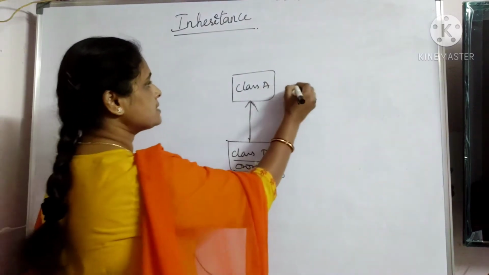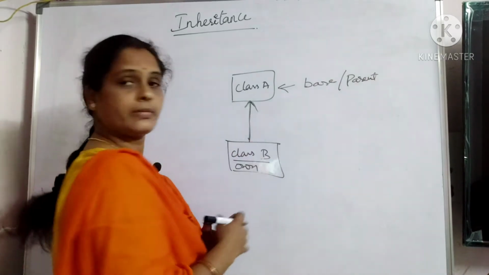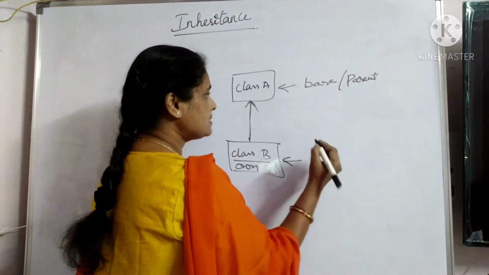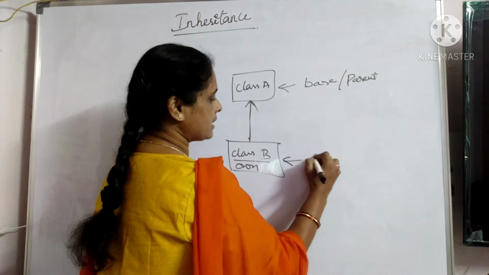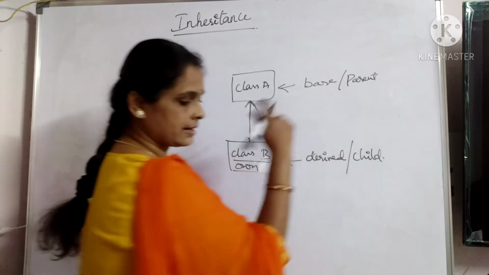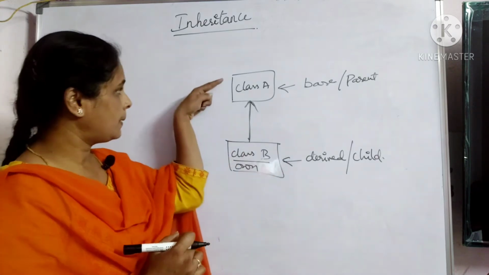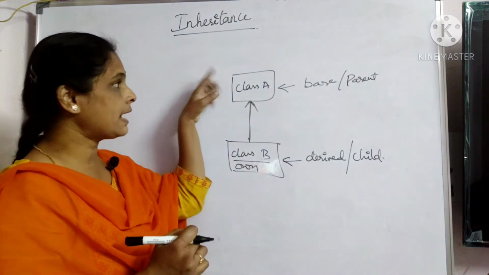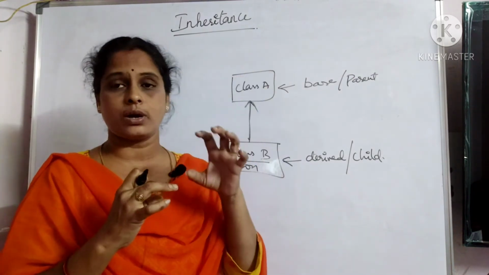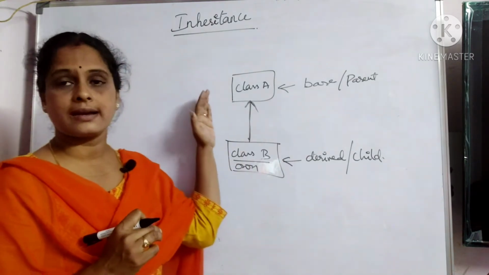Now in this case, A is said to be the base class or the parent class, and B is said to be the derived class or the child class. If we see the parent-child concept, the parent has some qualities, and these qualities are inherited into the child. The child, along with the parent's qualities, has some more qualities of his or her own, isn't it? The same concept stands here also.